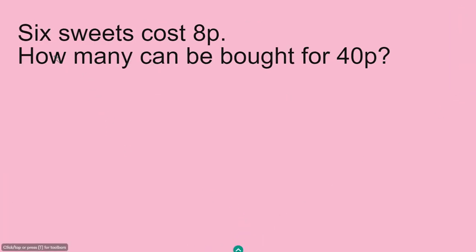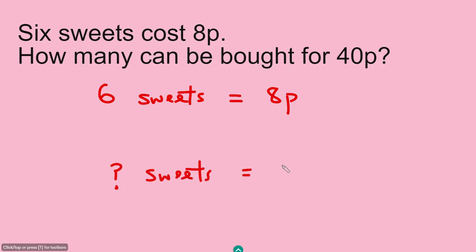Question number 2. 6 sweets cost 8p. How many can be bought for 40p? So again, we're going to start by writing out the statement. We know that 6 sweets cost 8p. And now we want to figure out how many sweets we can buy for 40p. So how many of these sweets can we get for 40p?